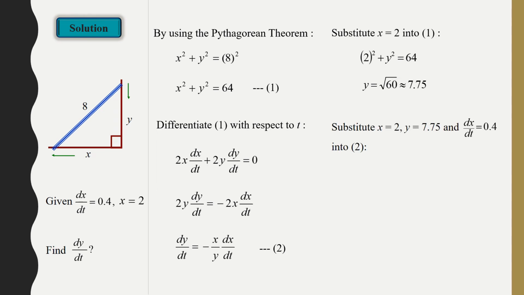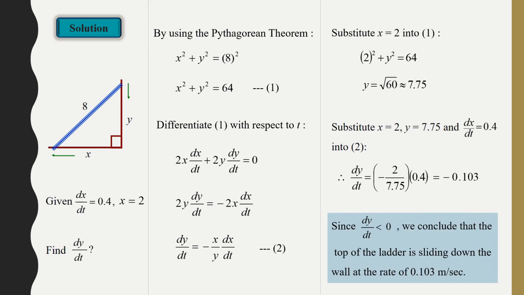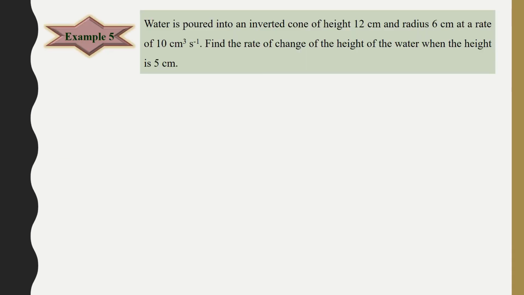Substitute x equals 2, y equals 7.75 and dx/dt equals 0.4 into equation 2, dy/dt equals negative x over y times dx/dt. So then we get dy/dt equals 2 over negative 7.75 multiplied by 0.4. So then we get negative 0.103. Since dy/dt is less than 0, we conclude that the top of the ladder is sliding down the wall at the rate of 0.103 meter per second. Now let's move to example 5.